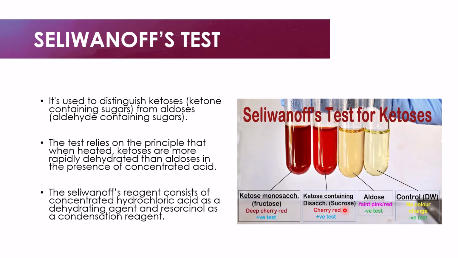Seliwanoff test. The Seliwanoff test is used to distinguish ketoses, which are ketone containing sugars, from aldoses, which are aldehyde containing sugars. So what it means is that it gives a positive test to ketoses and a negative test to aldoses. The test relies on the principle that when heated, ketoses are more rapidly dehydrated than aldoses in the presence of concentrated acid.